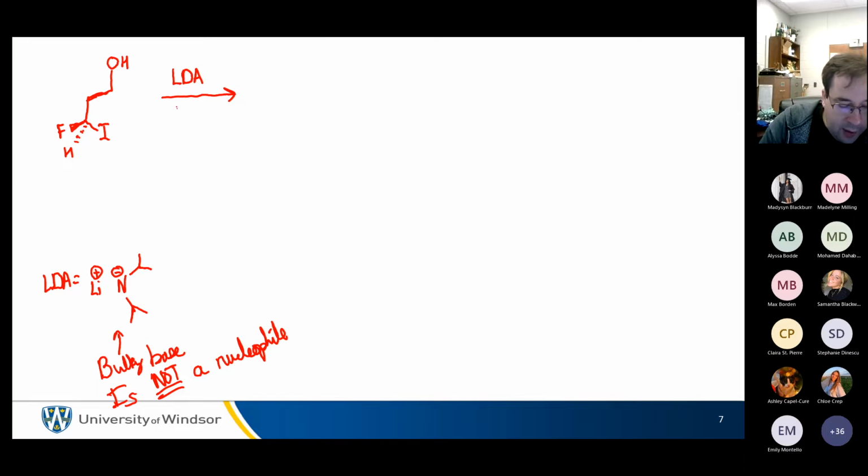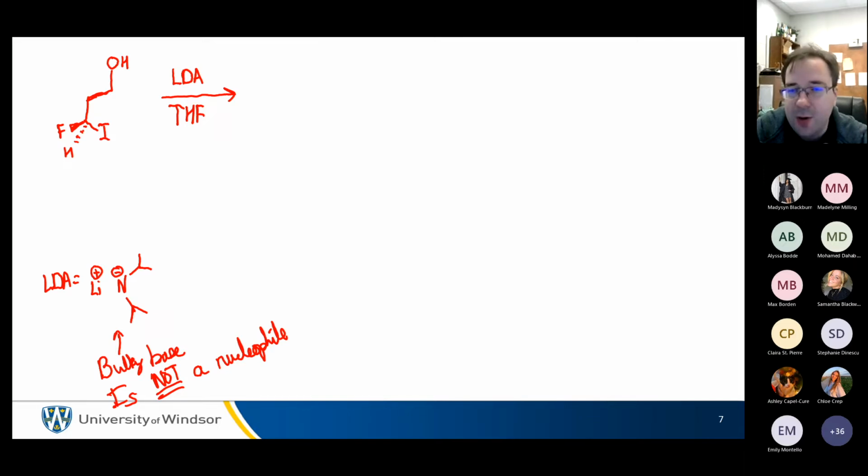Okay, so let's say we have this new example. I'm telling you LDA is a base that is not a nucleophile. That needs to be stated because a lot of bases are nucleophiles and nucleophiles are bases. So if I'm telling you it's a base, what would be the way to react this? Yeah, SN2. What's our first step?